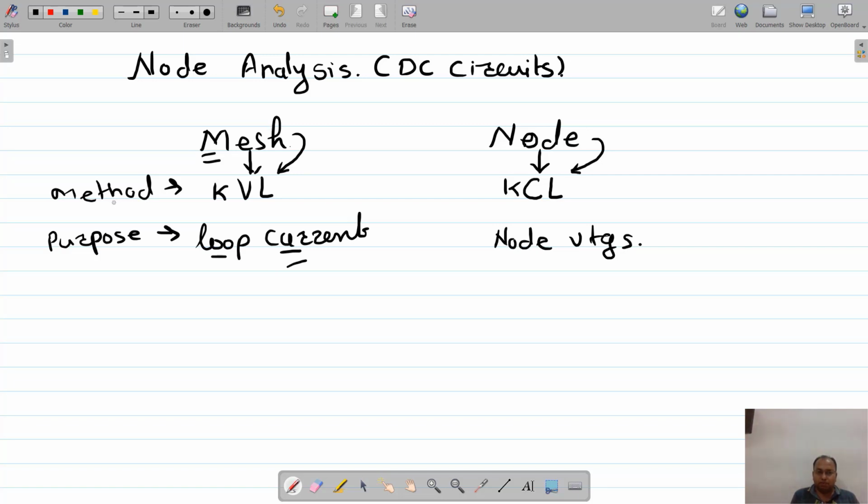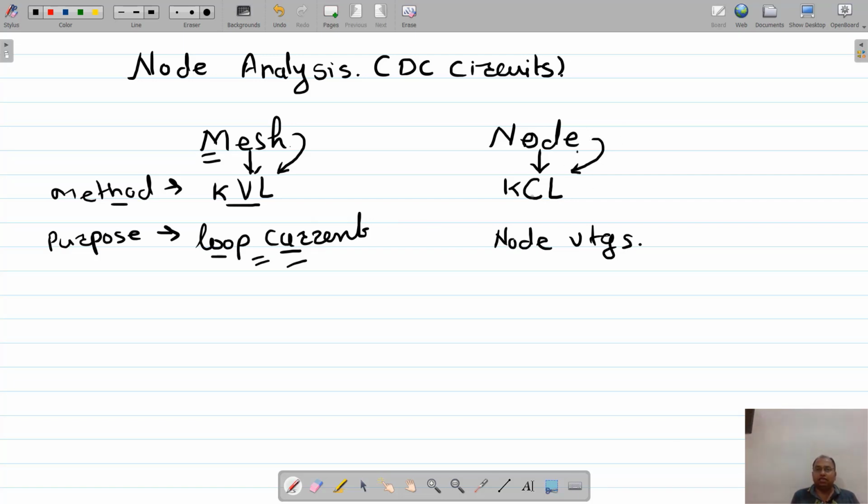In mesh analysis, what is the method? The method is nothing but KVL. We are going to apply KVL to different loops, and then by means of solving the simultaneous equations, we find out the loop currents. Right? So the purpose is what? To find out the loop currents present in different loops.